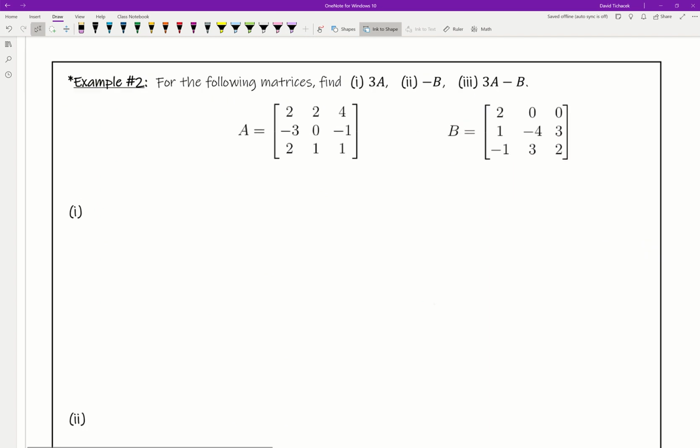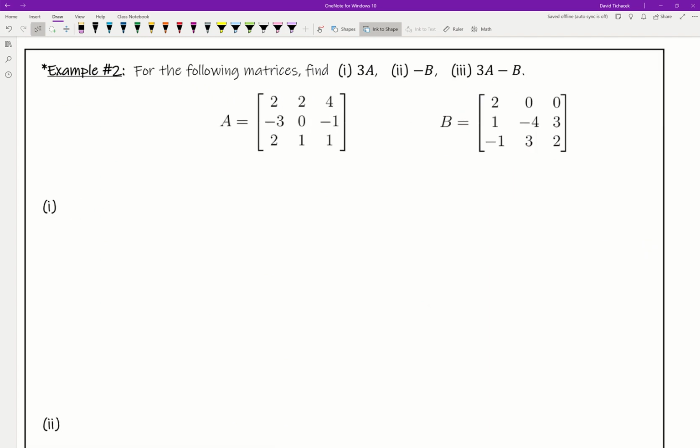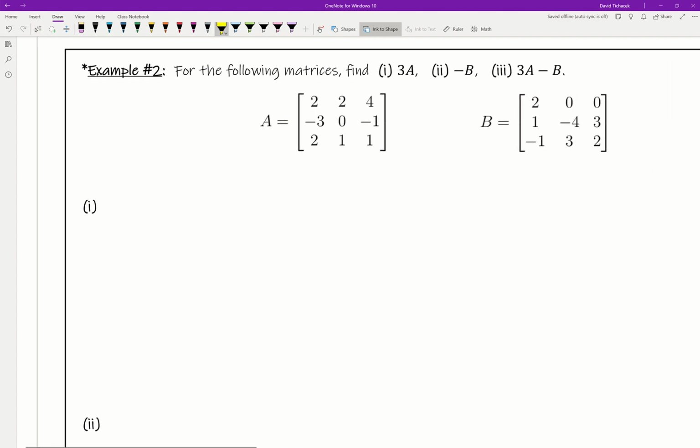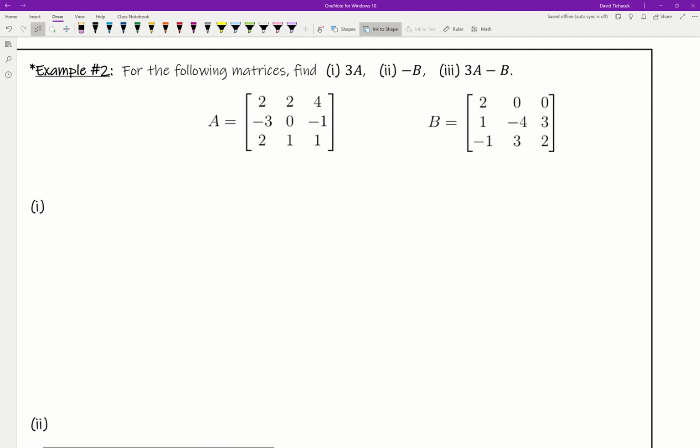And so one of the other things that we can do is multiply a matrix times a number and then start to do some combinations of various operations, right? So when you multiply a matrix times a number like we are going to do here in part 1, it says for the following matrices, we need to first of all find 3 times A. All we're going to do is multiply 3 times each entry of the matrix A, okay? And so in part 1, if we're going to write that out, 3 times A, you can see that the entries for A are listed up above. We're just going to multiply each one of those by 3.